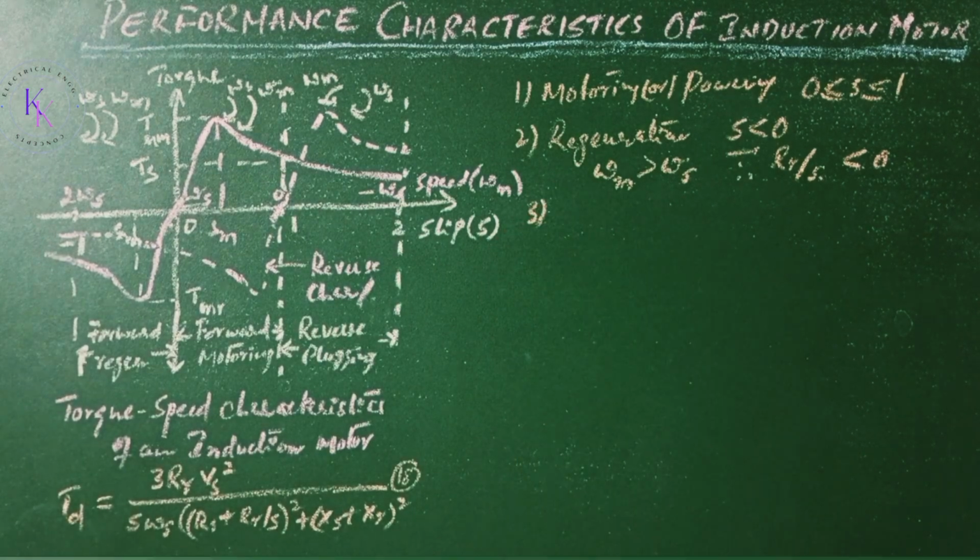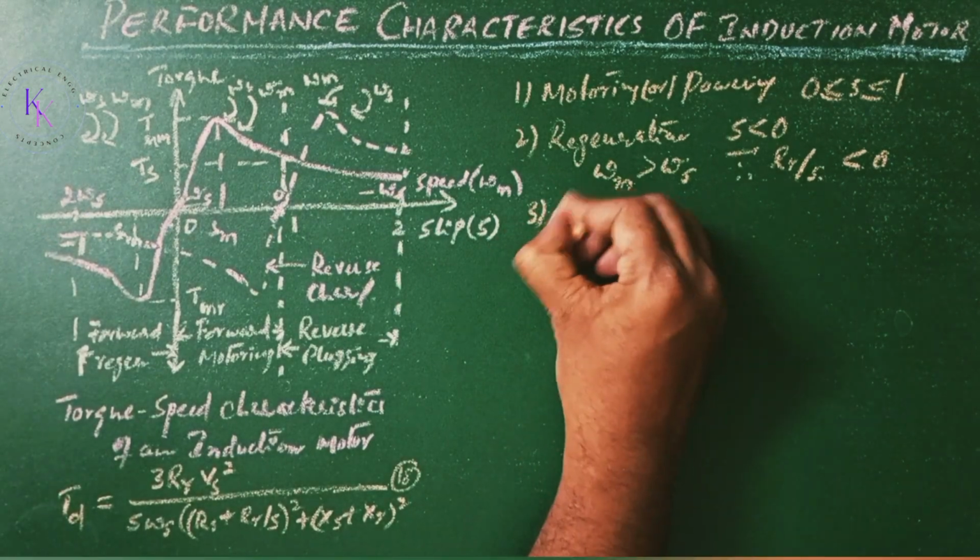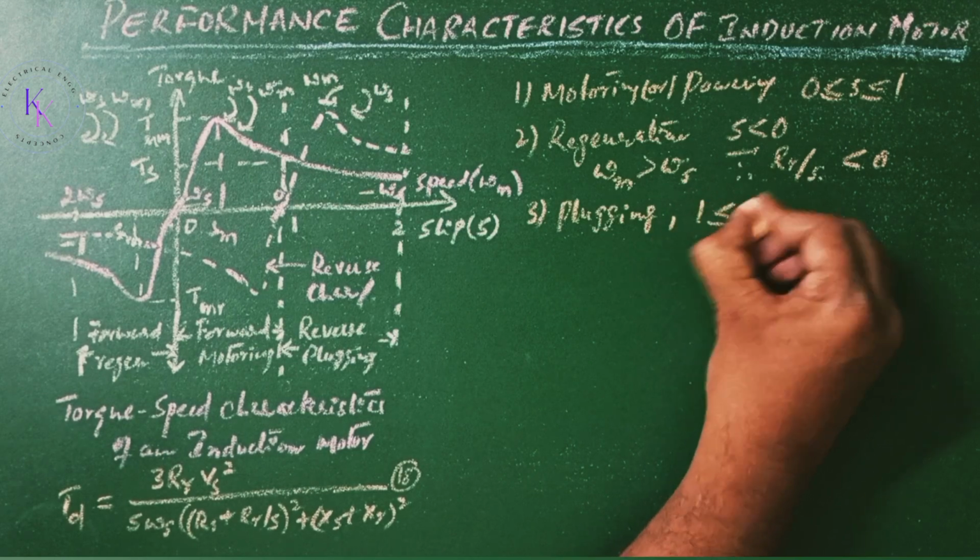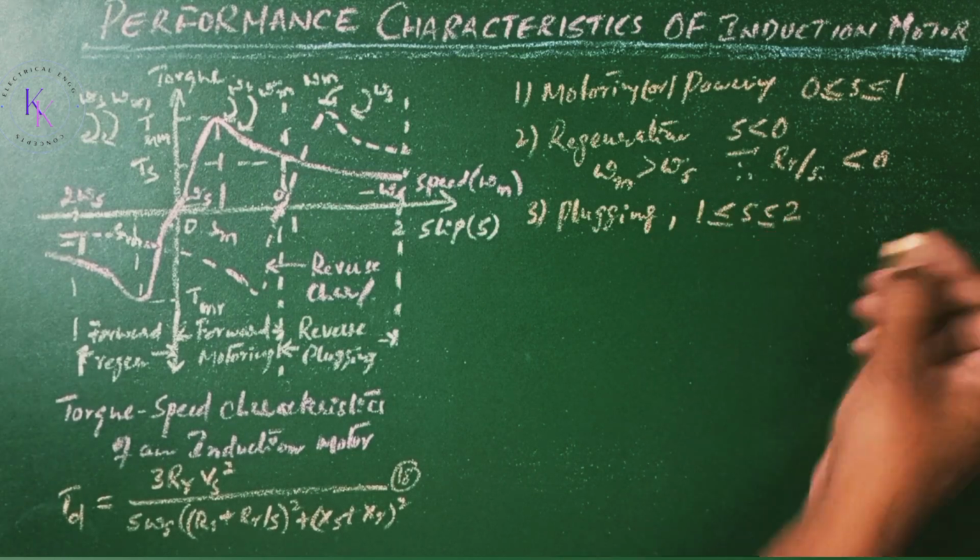The third region, plugging, lies between 1 and 2 of the slip.